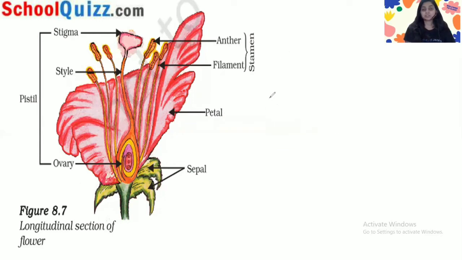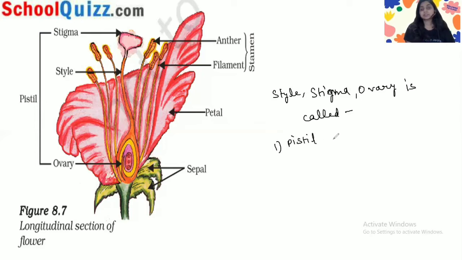So let's do a multiple choice question. Style, stigma, and ovary together are called what? Number one, pistil. Number two, petals. Number three, sepal. And number four, stamen. So yes, the answer is pistil.